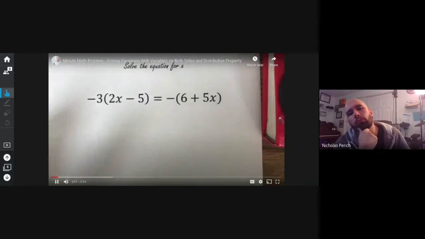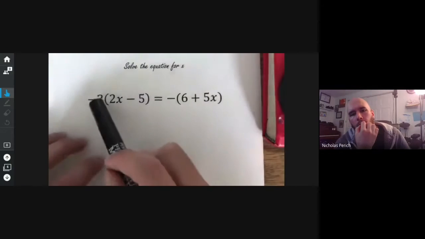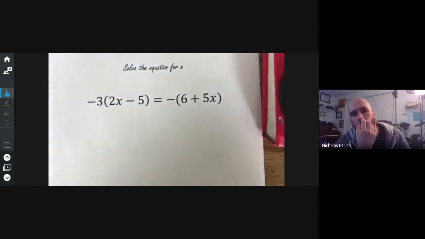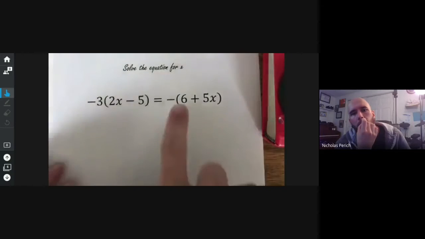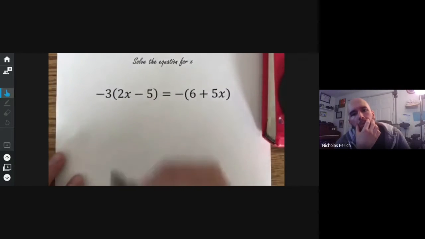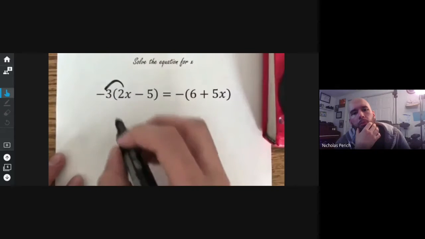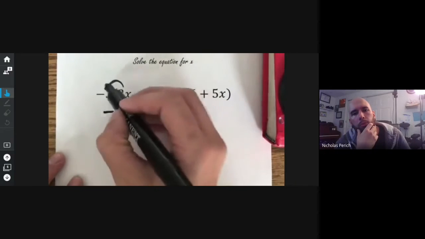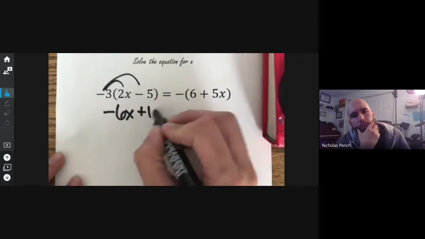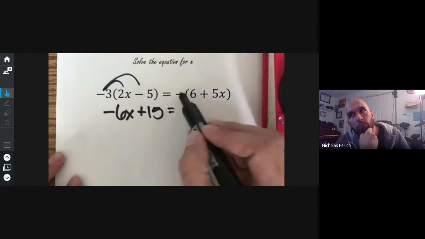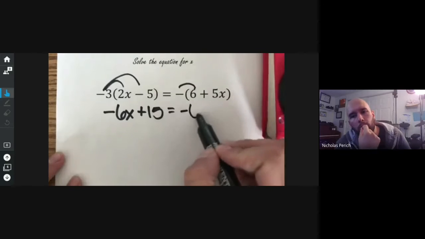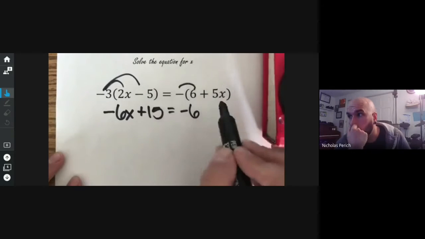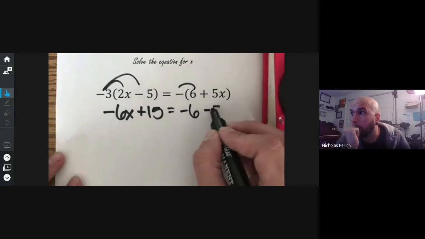All right, distributive property everywhere. We have -3 multiplied to a parentheses. We also have just a regular old negative multiplied to a parentheses. So let's get to it. -3 times +2x is -6x. -3 times -5 is +15. Negative times 6 is -6. Negative times +5x is -5x.